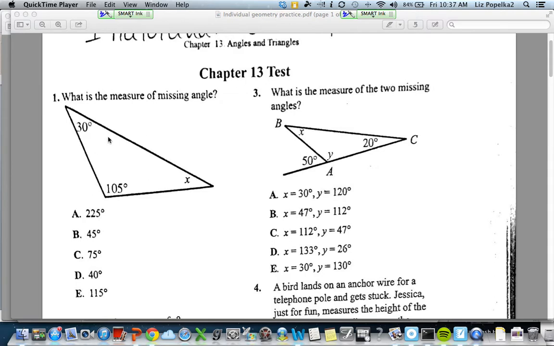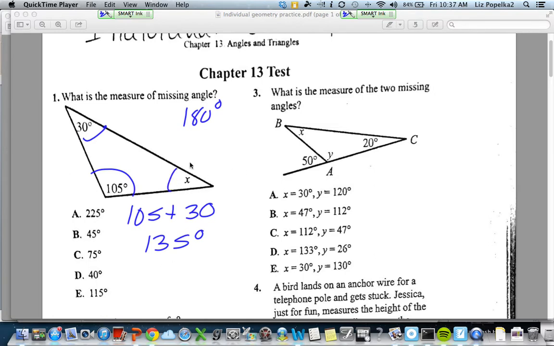So for number one, we've got a figure that is a triangle, and we recall from the group practice problems that a triangle has a total of 180 degrees inside of it. Angle number one is 30, angle number two is 105. So if we add 105 plus 30, we know that the two angles that are given to us come up to a total of 135.